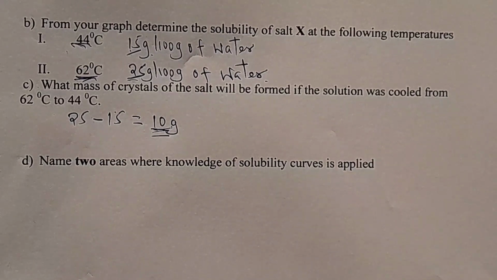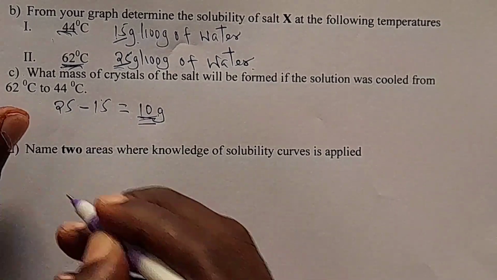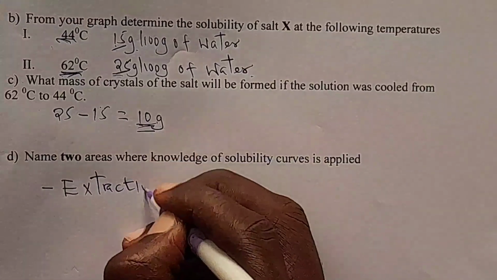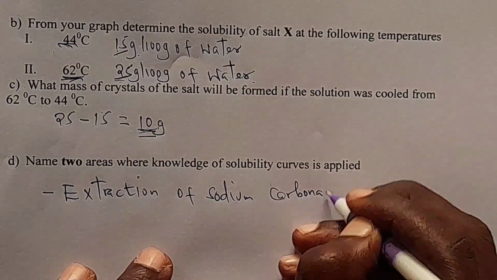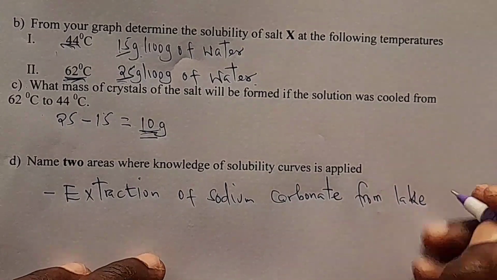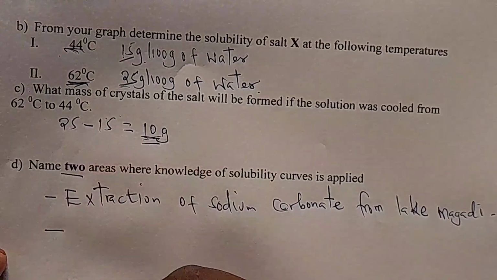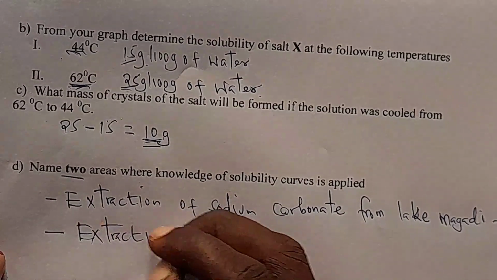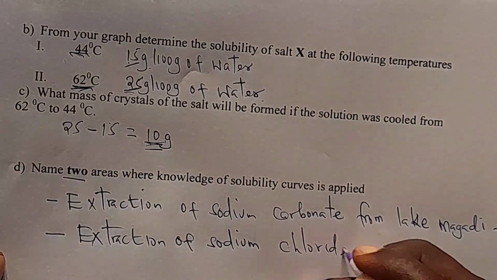Then lastly, we are told, name two areas where the knowledge of solubility curves is applied. One, we can say extraction of sodium carbonate from Lake Magadi. That's one. I'm told two. The other one we can take is extraction of sodium chloride from seawater.